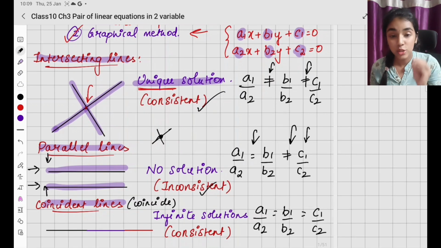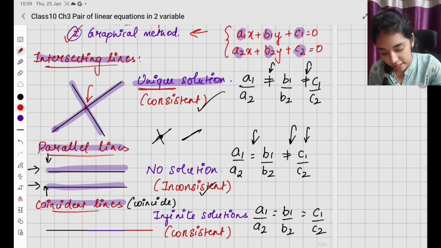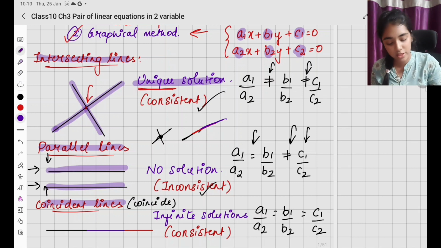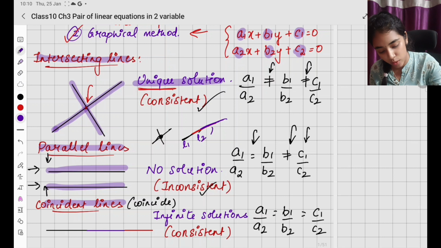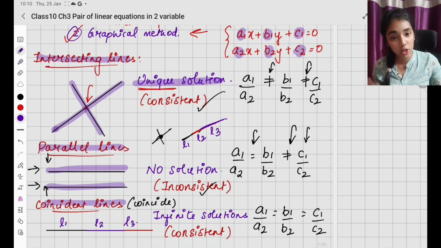But last, you have coincident lines. Coincident na anartham, it is going to be coinciding, onnukku mela onnu. One is going to be on top of the other. So you have the first line like this, then you have the second line on top of that, then you have a third line on top of that. So for example, you have three different lines, line 1, line 2 and line 3. You have three different lines, but they are all coincident lines.